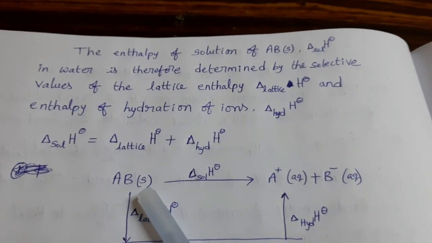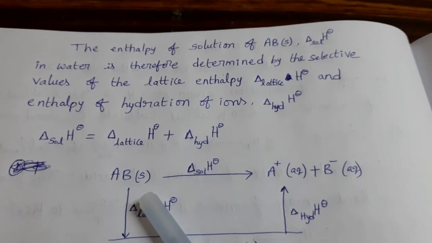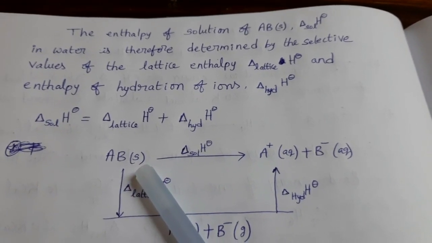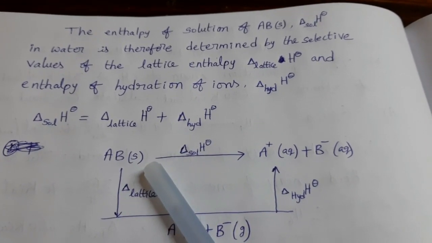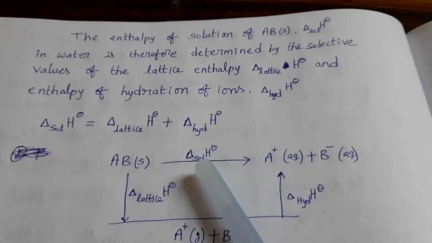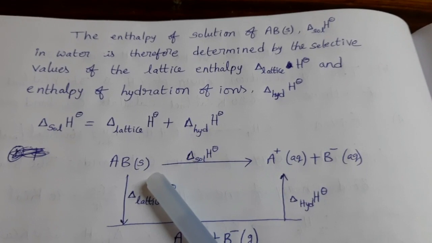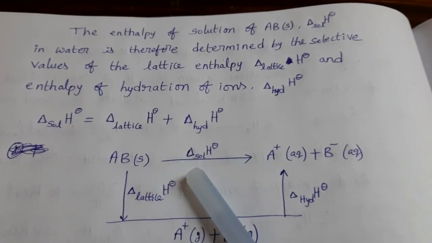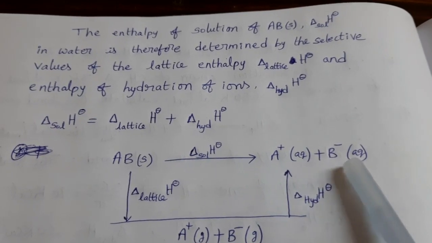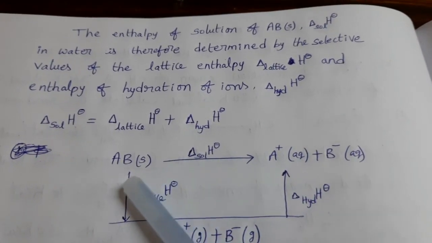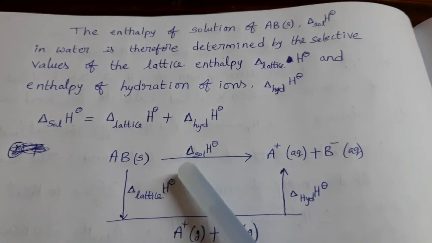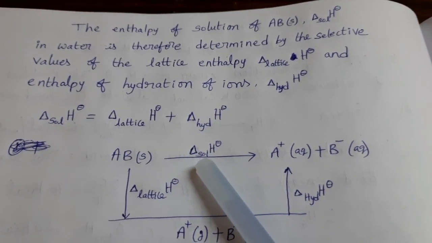the dissolution of a solid substance AB we can represent in this diagrammatic manner. Solid substance AB is added to a particular amount of water. Here the solvent is water. Then this substance dissolves in that water and produces A plus and B minus ions in solution state, aqueous state. So a solid substance is converted to its ions in aqueous solution. The enthalpy change is called enthalpy of solution.